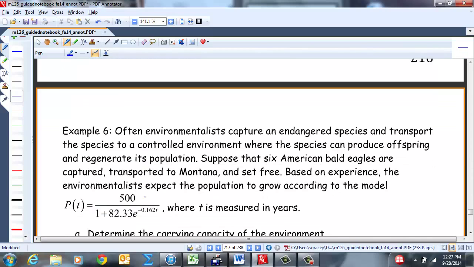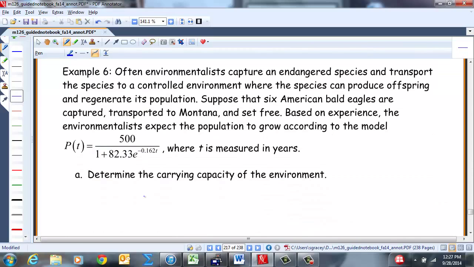Let's do a problem. Our last one of the lesson. All right, and we're going to be done with chapter 5 after this one. Often environmentalists capture an endangered species and transport the species to a controlled environment where the species can produce offspring and regenerate its population. Suppose that 6 American bald eagles are captured, transported to Montana, and set free. Based on experience, the environmentalists expect the population to grow according to this logistic model here, where T is measured in years.